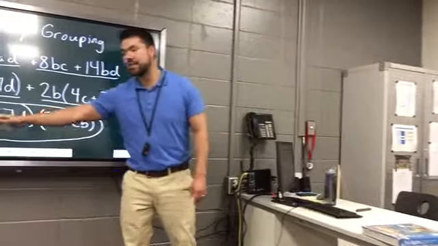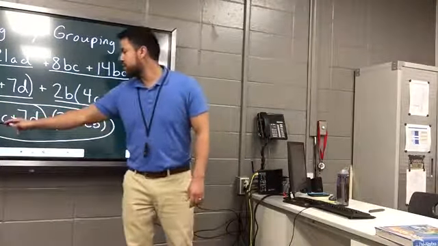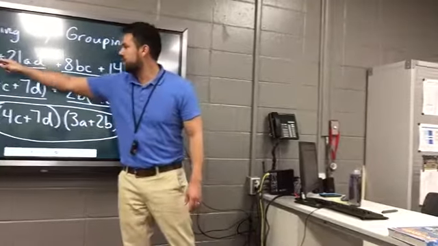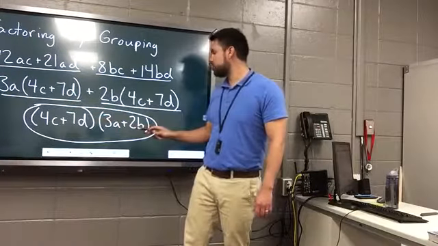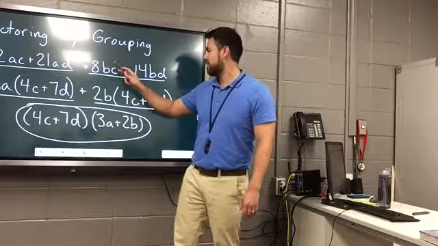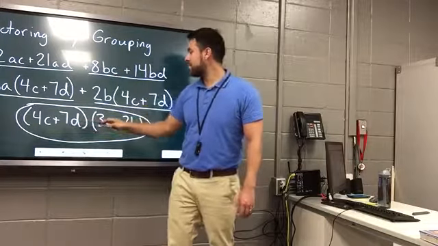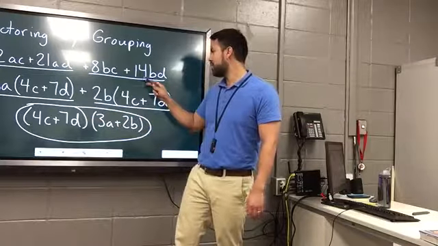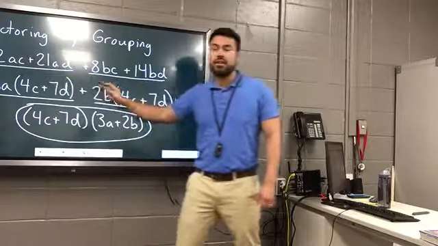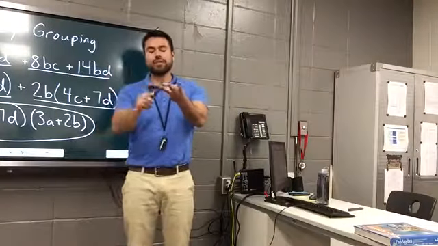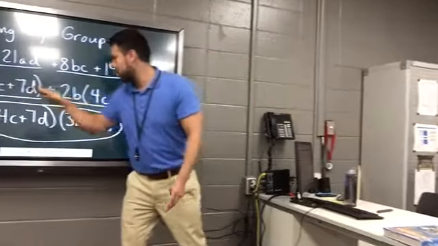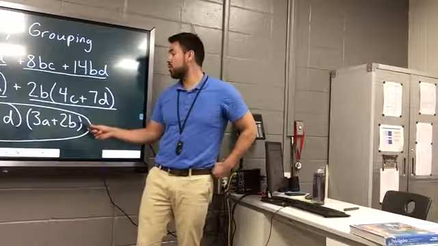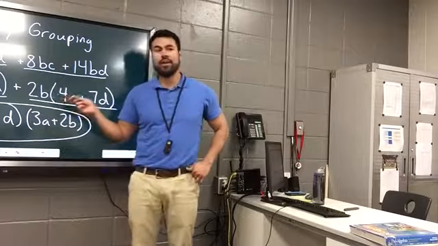Can you check to see if this is correct? All right, we're going to use FOIL. What's 4c times 3a? 12ac. What's 4c times 2b? 8bc. What's 7d times 3a? 21ad. What's 7d times 2b? 14bd. Do we get the originals? Good. It's basically you're factoring three times. One time here, and then a third time right here. It is cool because it does work out a lot that way.